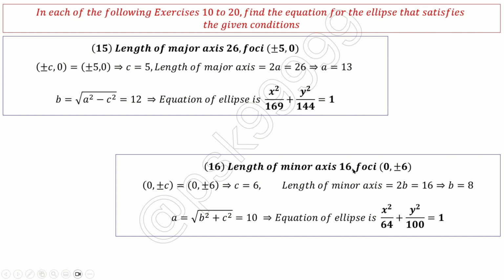Now, length of minor axis is given, which is b, and foci is given. So it's exactly similar to the above problem. Just put the numbers carefully and then solve it yourself.